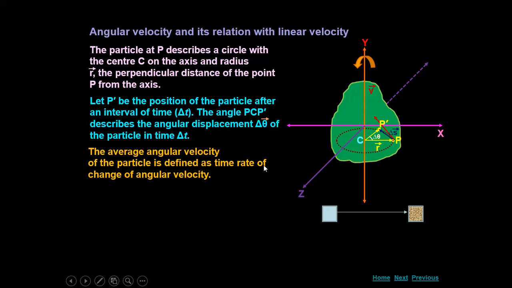So we can call it average angular velocity. We should not simply call it angular velocity, we should call it average angular velocity. If you just say angular velocity, it should be instantaneous angular velocity.